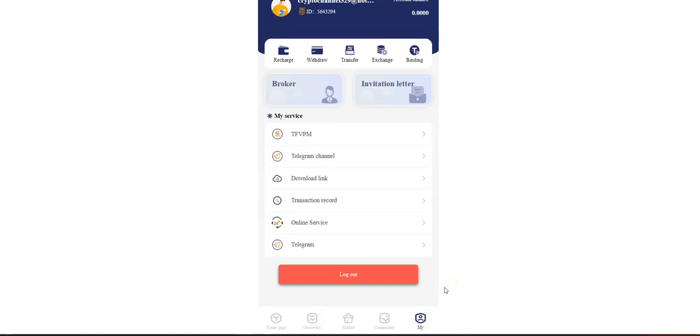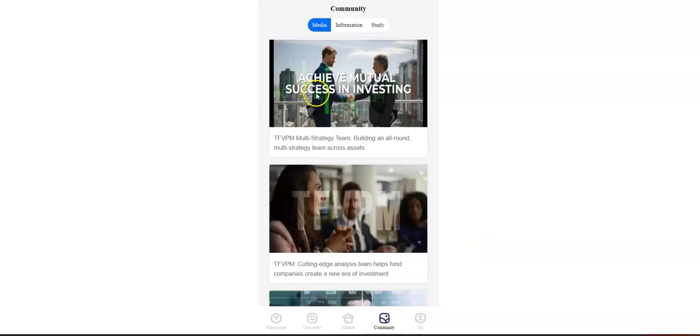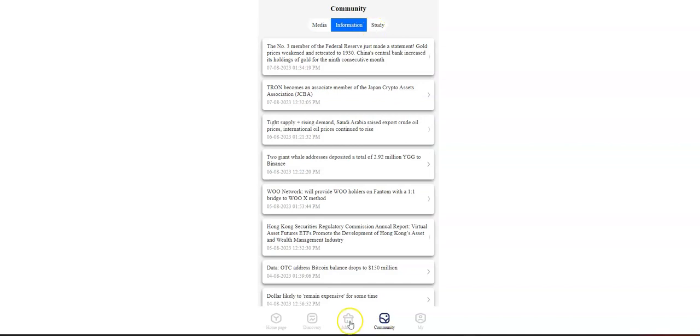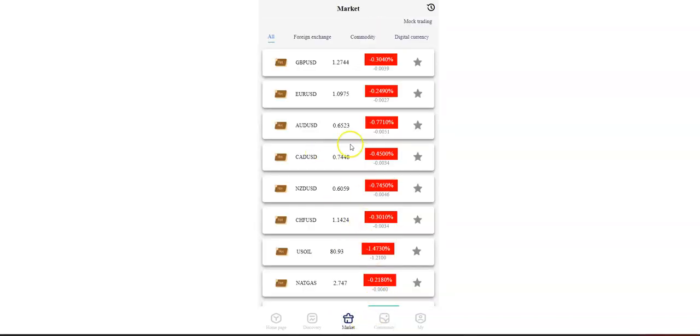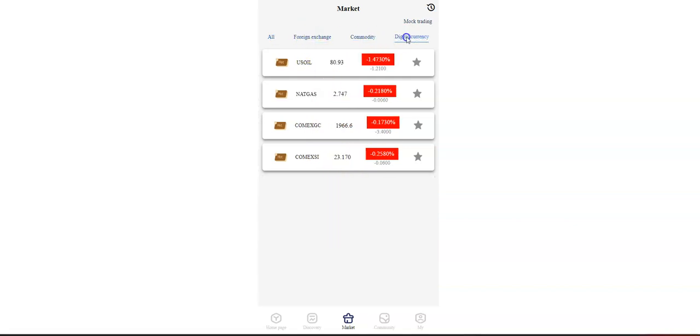Okay, guys, but as you know, trading is risky, so only invest risk capital. Okay, community over here is where you get information about the project, how the project is doing, etc. Okay, markets, you can see the markets, some currencies for exchange, commodities, and digital, and you can also do mock trading. So if you're going to do some mock trading, you've got some training funds available over here, 1,000 bucks, dummy funds. Just pick a coin and roll with it.